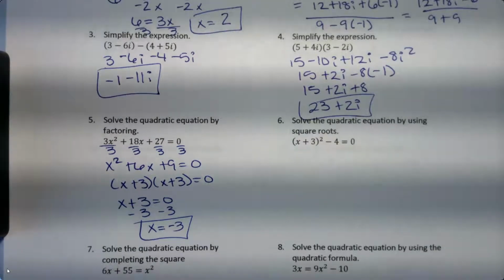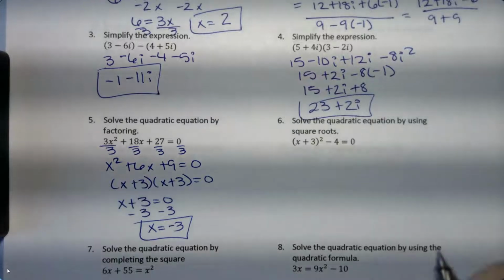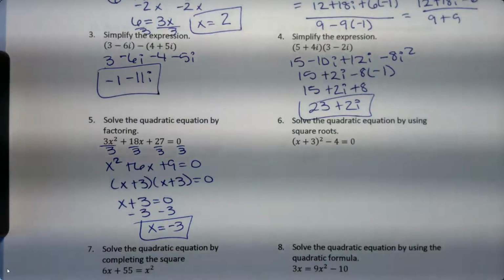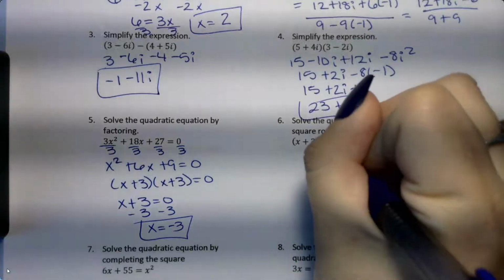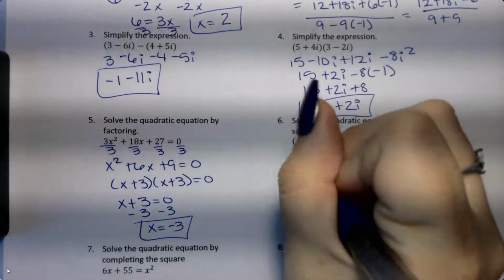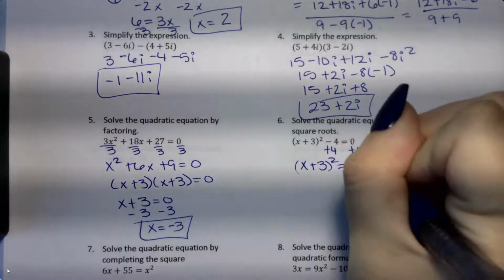Okay. Number 6 wants me to solve the quadratic equation by using square roots. So what I want to do is isolate my squared term on one side and everything else on the other. So I'm going to start off by adding 4 to both sides. I have x plus 3 squared on the left and then 4 on the right.